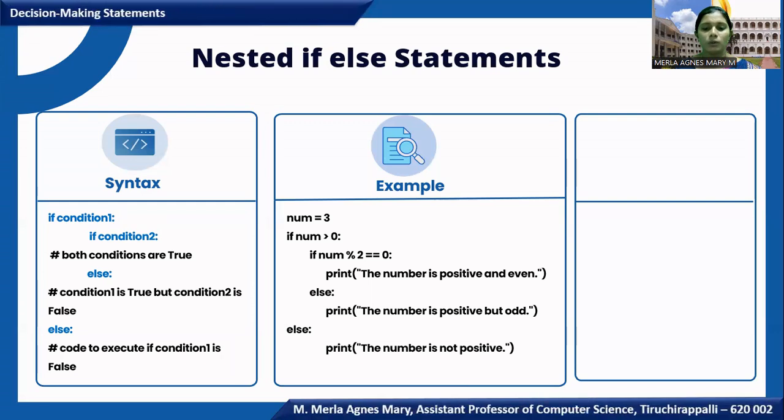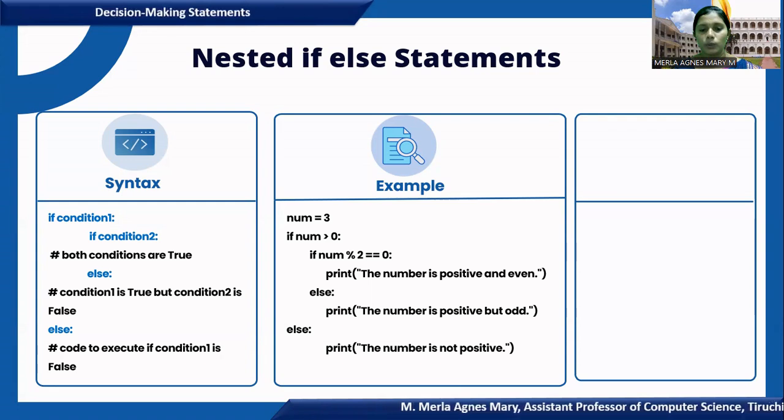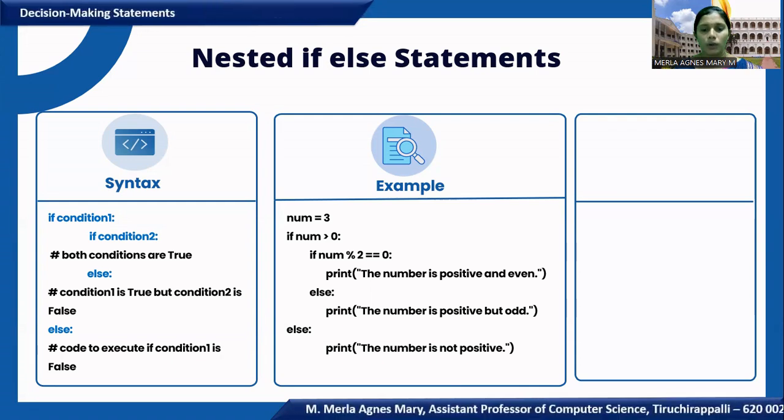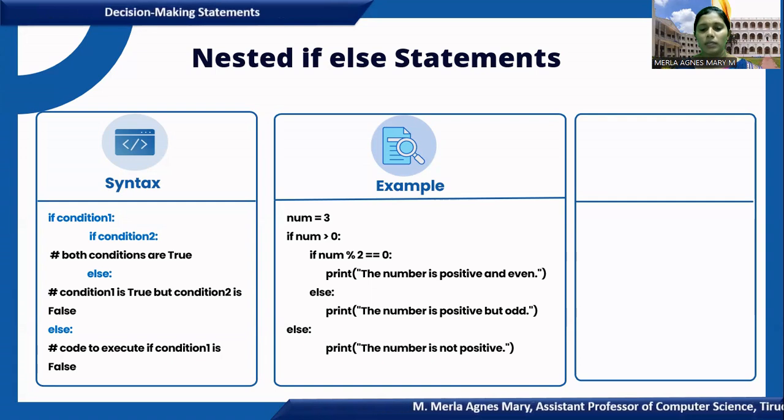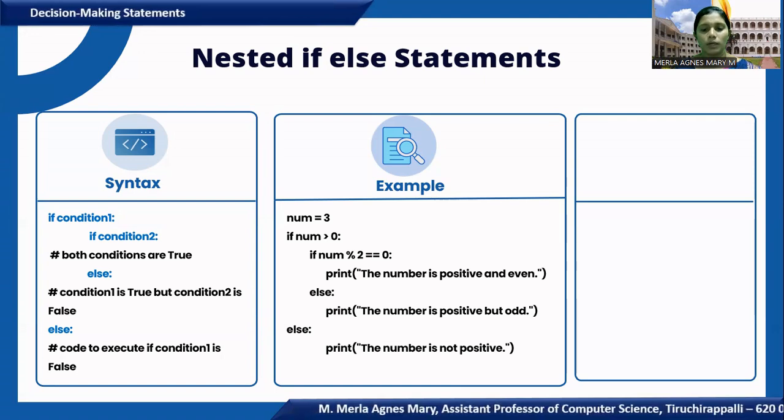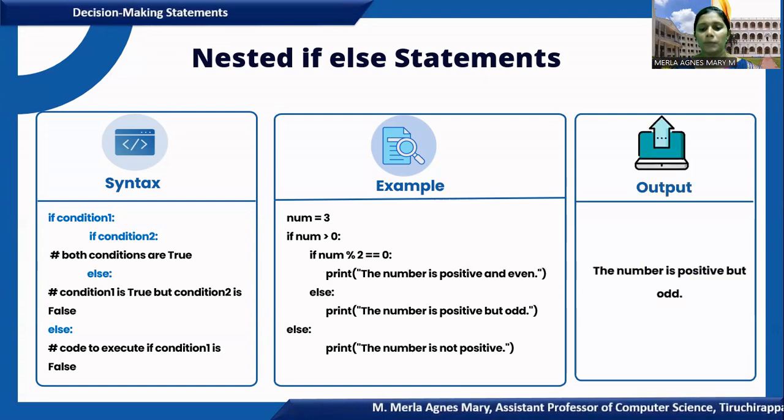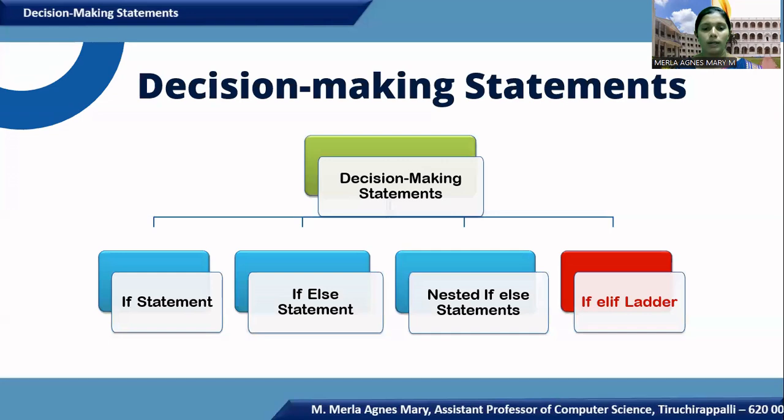So let's see the output. So here we initialize number is equal to 3. So we got the output as number is positive but odd, because the second condition is false, because 3 is not divisible by 2, and the remainder we got is 1, so it is not equal to 0. So the output we got is number is positive but odd.